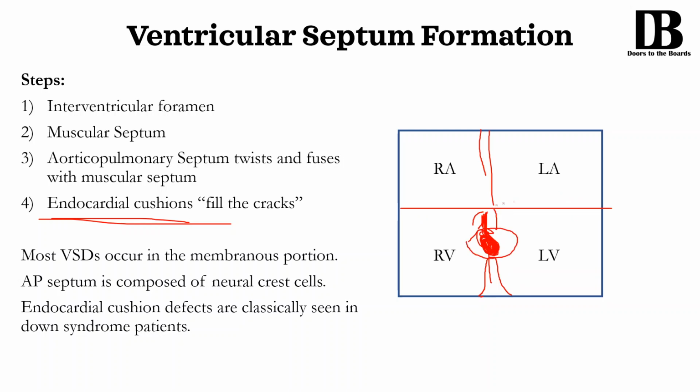One really important point about the aorticopulmonary septum is its embryological derivative, which is neural crest cells. Neural crest cells don't only give rise to neural tissue, but also several other tissues that we'll talk about when we get to their respective sections.